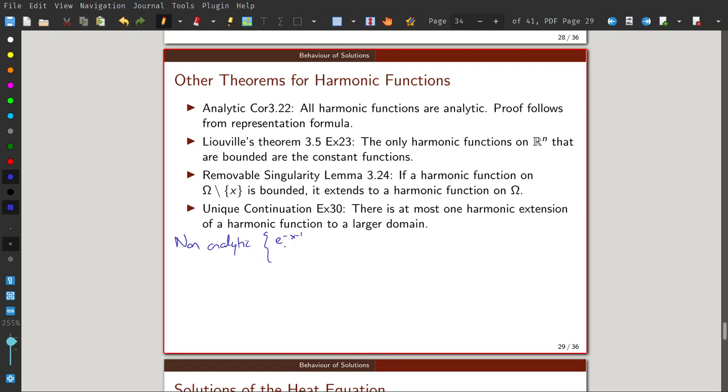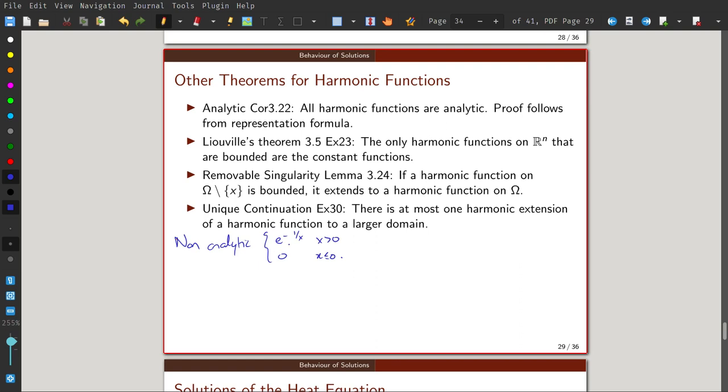X to the minus 1. Or if you like, 1 on x, like so, for x greater than or equal to 0, and 0 for x less than or equal to 0. I think we checked this at the beginning, but not only is this 0, but every one of its derivatives is 0 at the point 0. So this is a smooth function, right? All its derivatives are continuous, for example. But at 0, the function is 0 and all its derivatives are 0.